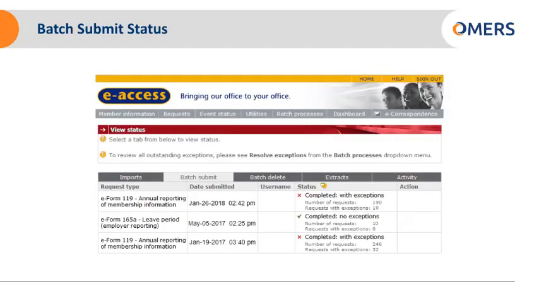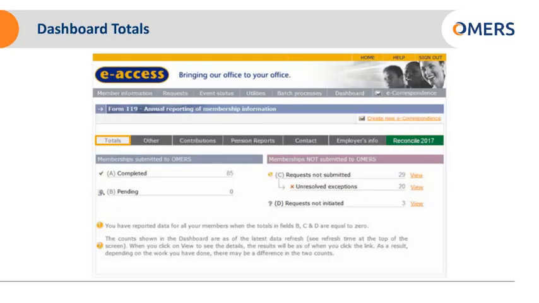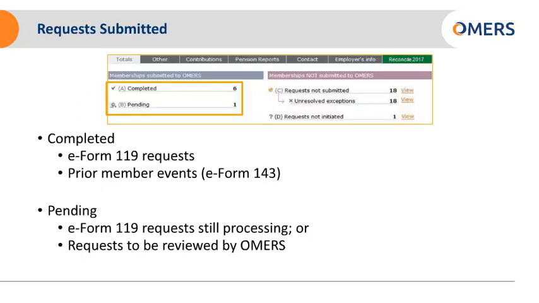Just like importing your data to eAccess, you will have the ability to view the status of your batch submission. Under the Batch Submit tab, the processing bar will show you the progress of your submission. Once the submission has been completed, refresh your dashboard to view the most up-to-date information on the Totals tab. The goal of eForm 119 reporting is for all your requests to be under the Completed section.